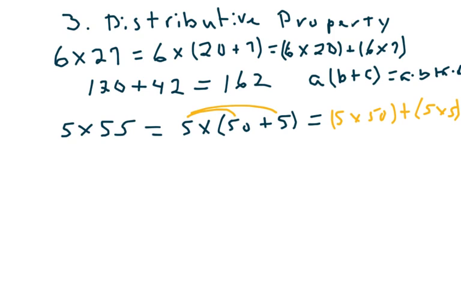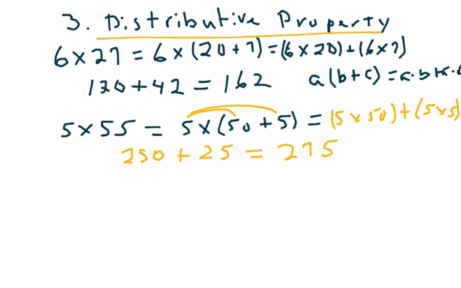So 5 times 50, 5 times 5 is 25, but it's 50, so it's tens. 250 plus 5 times 5, 25. Add them together, you get 275. So there's another example of the distributive property. You just do it out horizontally and you multiply and add them up.